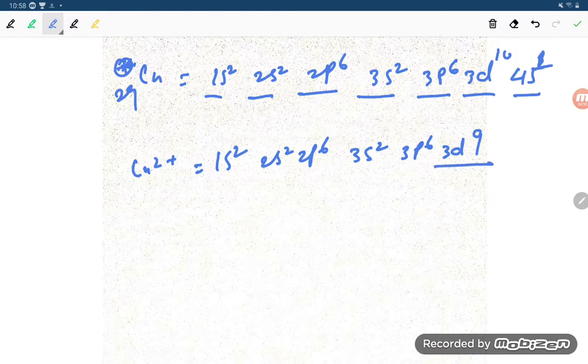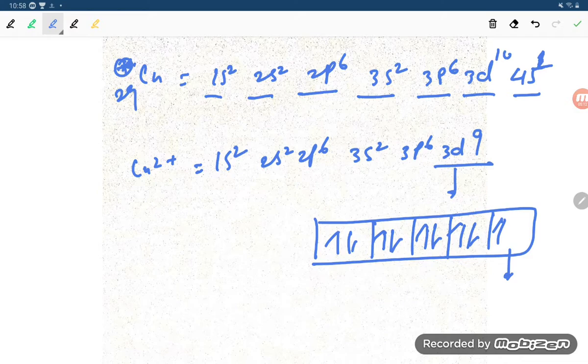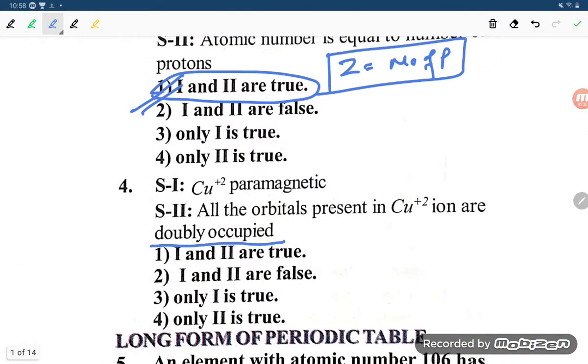Now, student, the d orbital is of how many types? Five: 1, 2, 3, 4, 5. You put 9 electrons in them: 1, 2, 3, 4, 5, 6, 7, 8 and 9. So there is 1 unpaired electron, and 1 unpaired electron means it is paramagnetic. No problem. The second point they are saying is doubly occupied, but it is not doubly occupied; a single electron is there, so it is singly occupied. So what could be our answer, student? Cu2+ is paramagnetic, that is correct.